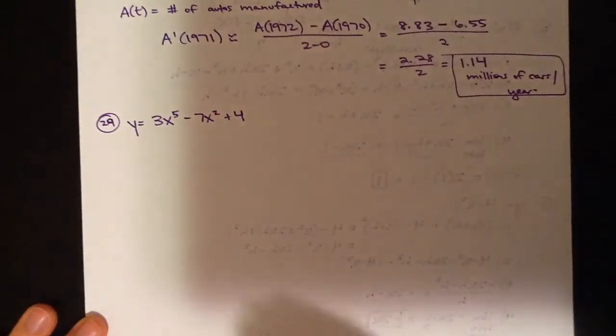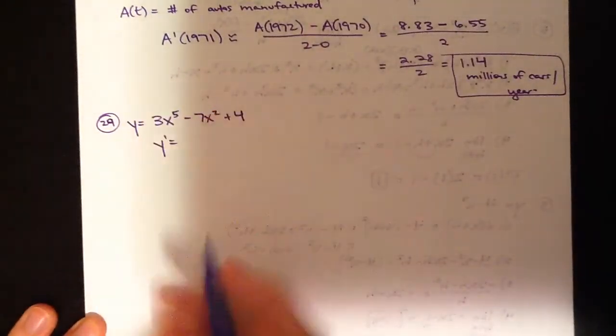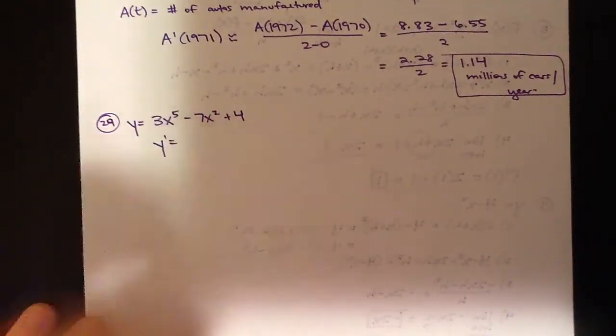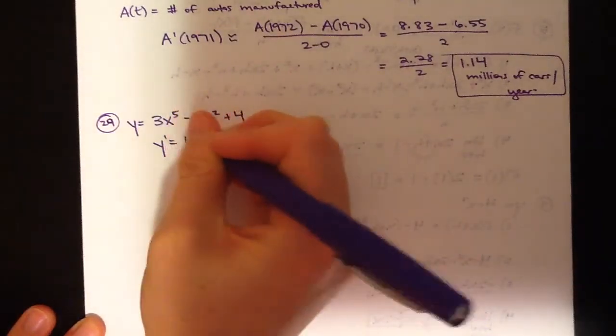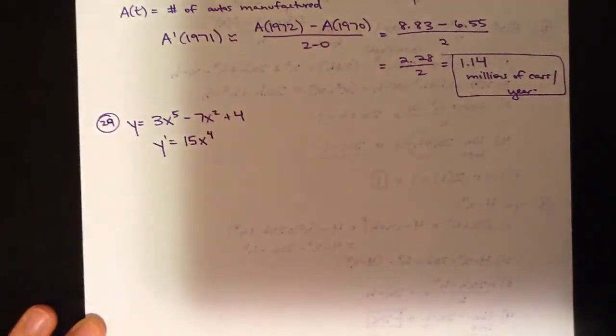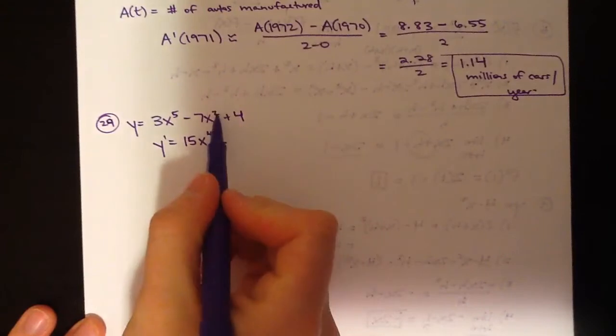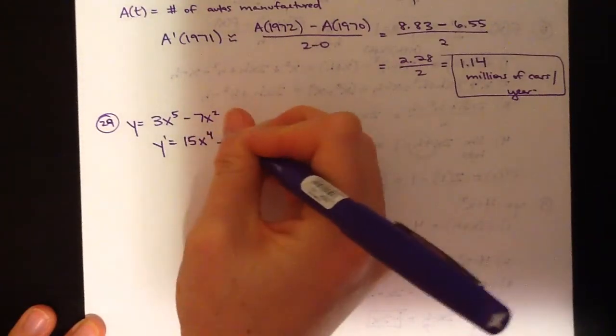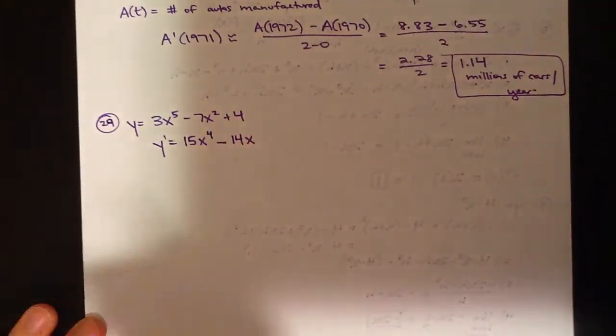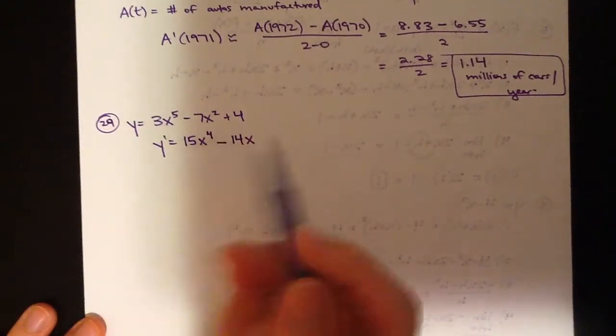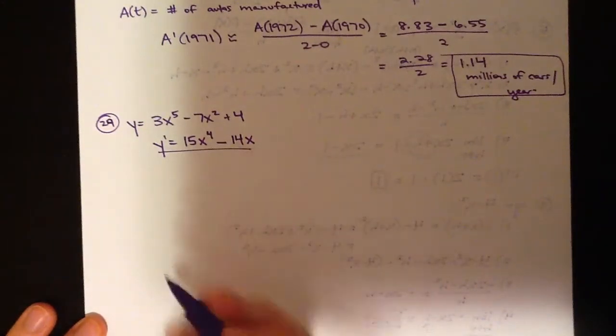Okay, so this one we've got just a couple power rules to do. So y prime, first of all, we do the power rule here. The 5 comes out front, multiplies by the 3, we get 15, and then the power drops down 1 to a power of 4. Minus, with this one the 2 comes out front, multiplies by the 7. Power drops down to a 1, but we never write x to the first. And then the derivative of 4 is just 0. So this is your derivative right here.